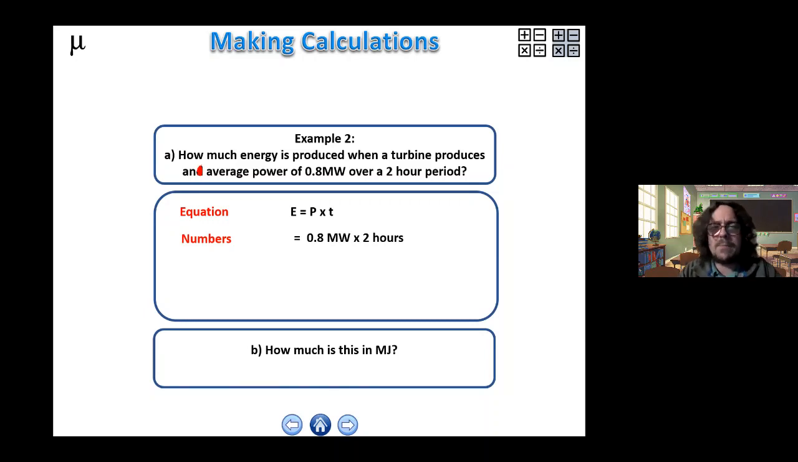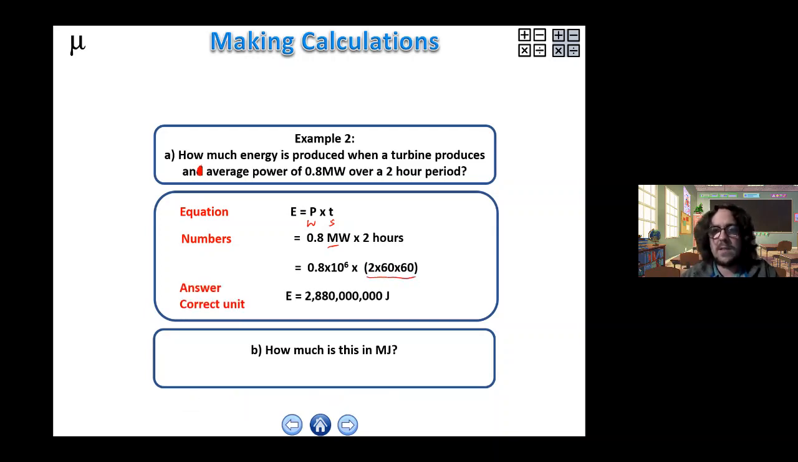Now here we've got a big problem. We've got watts in megawatts. We've got time in hours. And really what we want is everything in watts and seconds. So let's tidy this up. The mega part, well, that's times 10 to the 6, okay, or 0.8 million watts. And then the hours, you can see what I've done here, I've converted into seconds, okay?